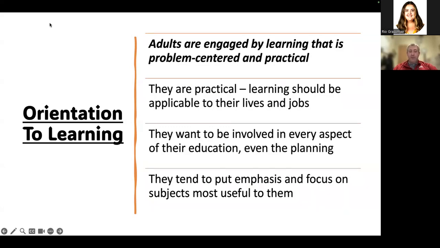Finally, here in orientation to learning, the students tend to put an emphasis and focus on subjects that are most useful to them. If you think back to some of your previous classrooms, if you've had military folks in your classroom, they tend to shade a little bit more towards the trauma sections. Well, that's where they have experience, right? That's what, at least in their minds, they associate to most important. So that's the emphasis for them.